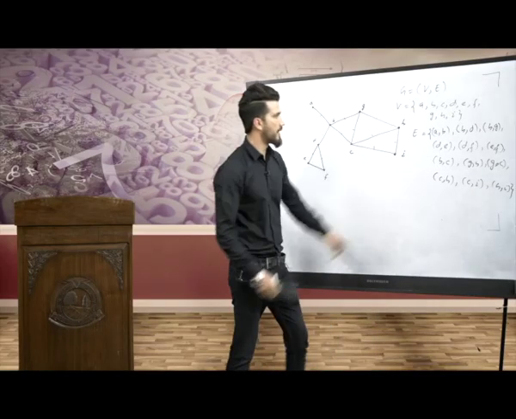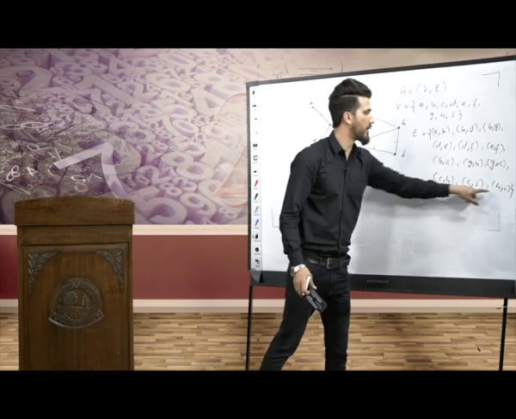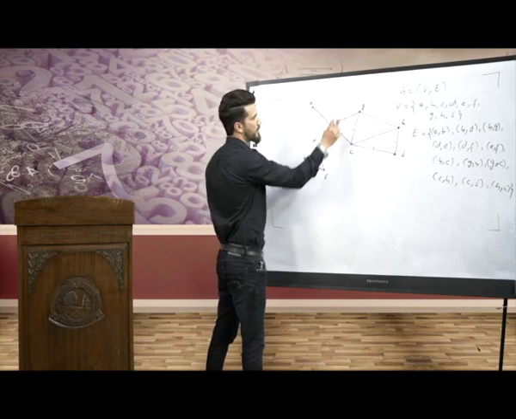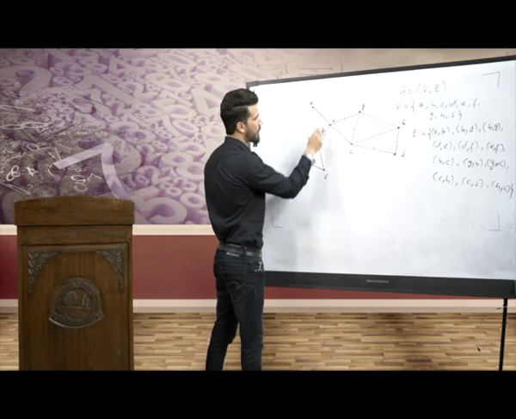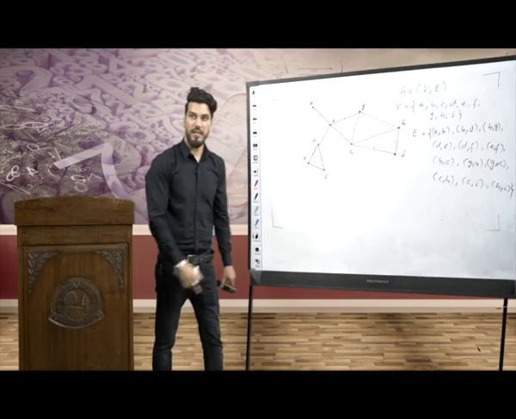So my edge set contains 1, 2, 3, 4, 5, 6, 7, 8, 9, 10, 11 and 12 edges. Let's see if there are 12 edges. We count 11, 12 edges.